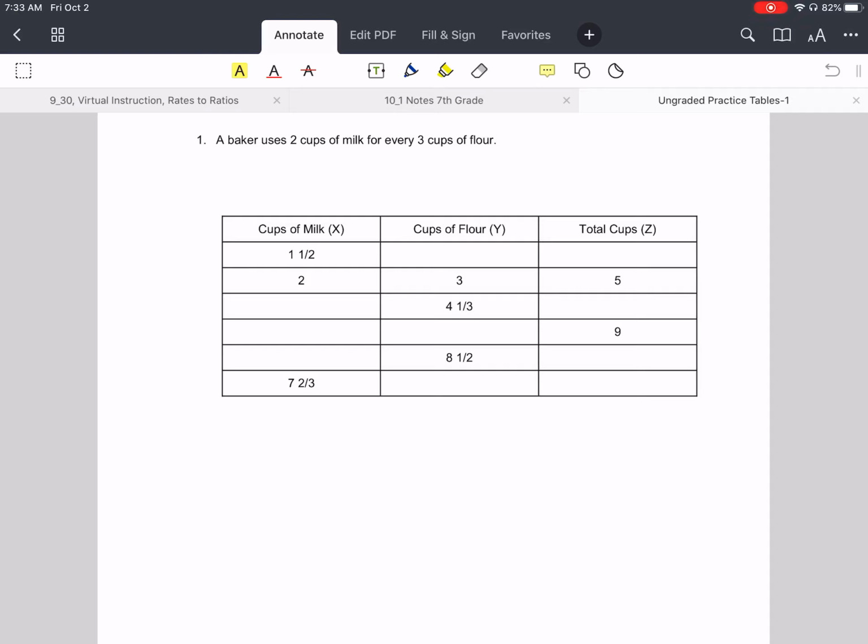So looking at table 1, a baker uses 2 cups of milk for every 3 cups of flour. So we're going to find our equations to help us solve this. Let's see, I am going to highlight the rows that we are looking at. So we're going to focus on the whole numbers to help us find our equation. So we notice that x has a value of 2 when y has a value of 3 and z has a value of 5 because x plus y is equal to z. So the 2, 3, and 5 are the only 3 numbers that are going to be in our equations.